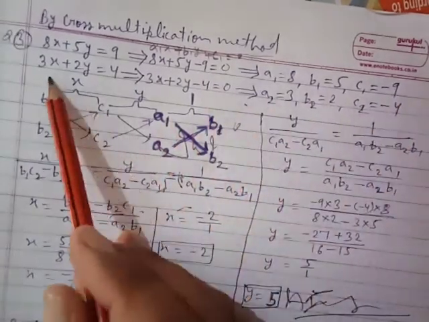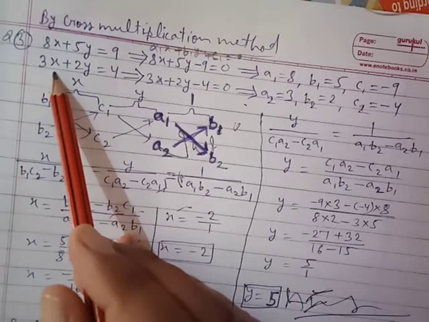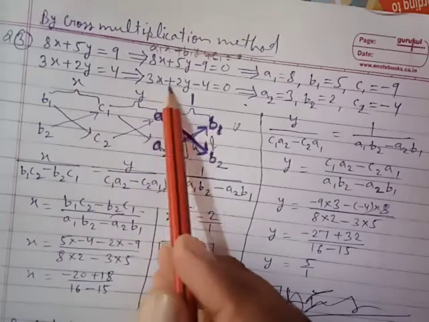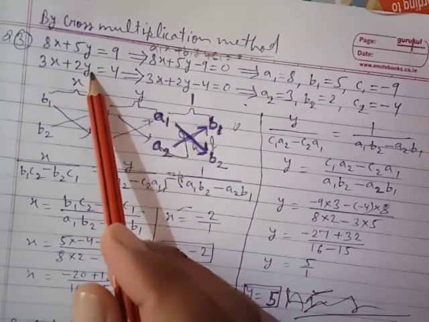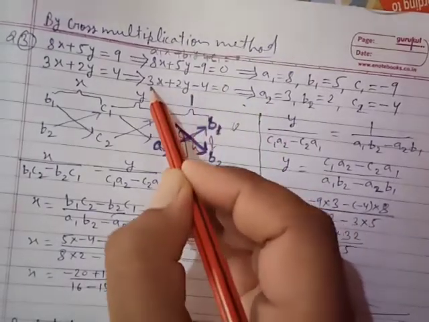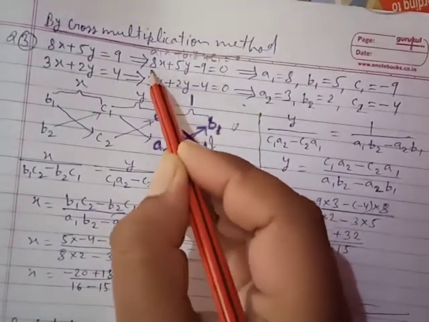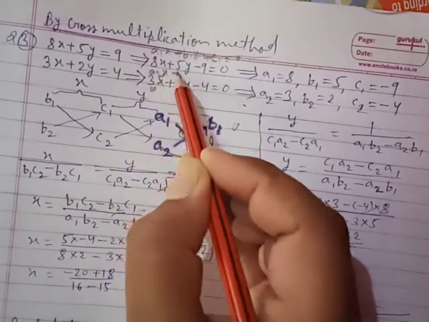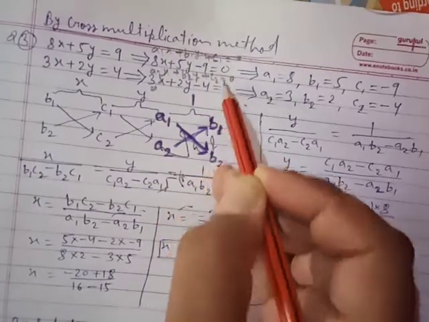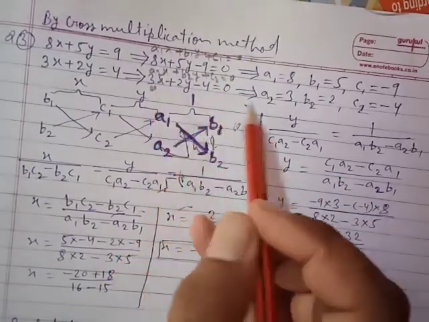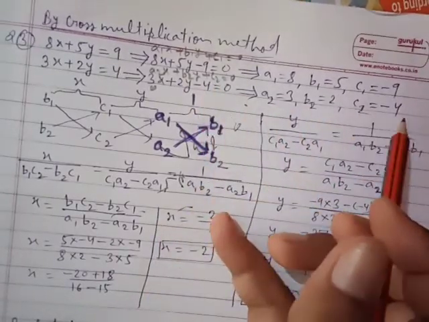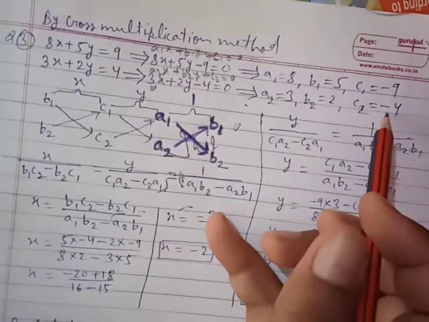Change the other equation into the form 3x plus 2y equal to 4. Shift 4 this side, so it will be minus: 3x plus 2y minus 4 equal to 0. Compare this with the equation a2x plus b2y plus c2 equal to 0. So a2 is 3, b2 is 2, and c2 is minus 4.